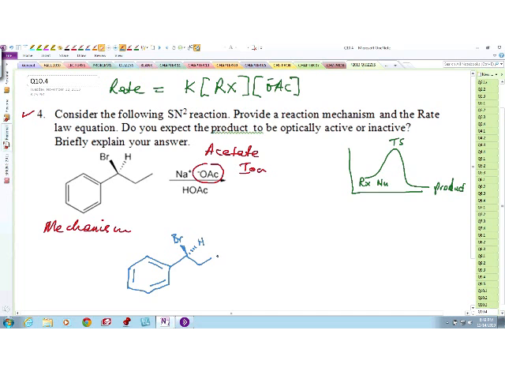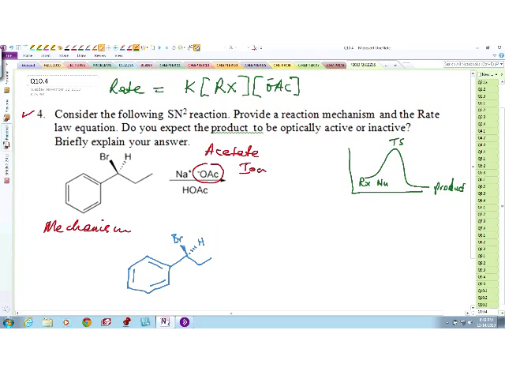Okay, where will the nucleophile come from? From what side will the nucleophile come from? From the side of the hydrogen or from the side of the leaving group? Where will the nucleophile come from? From the side of the hydrogen, exactly.